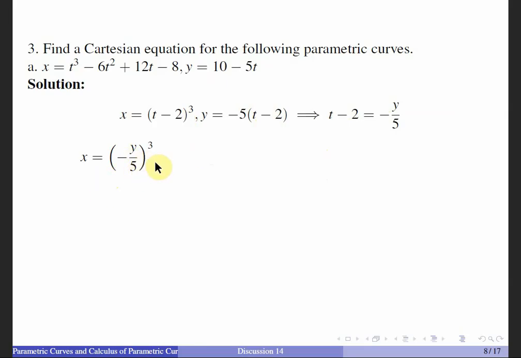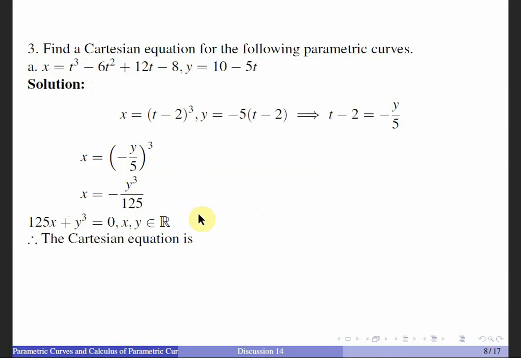And then let's just simplify. So x is equal to negative y cubed over 125. And then just simplify further. So we have 125x plus y cubed is equal to 0. And since there's no restriction for t, so we know here that both x and y encompass the whole real numbers. And therefore the Cartesian equation is 125x plus y cubed is equal to 0, where x and y are real.